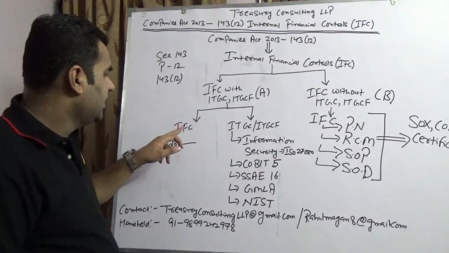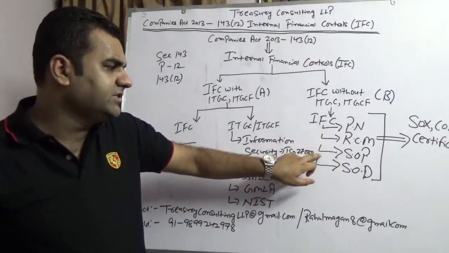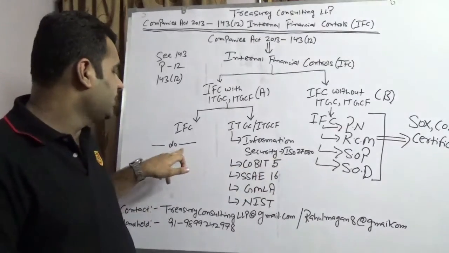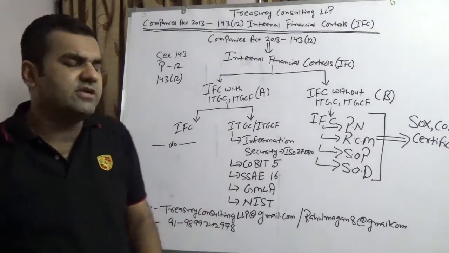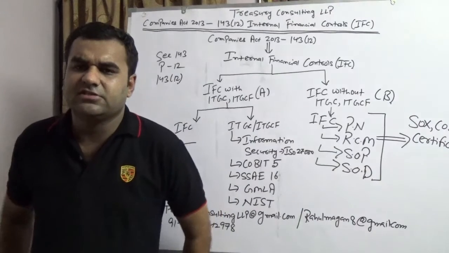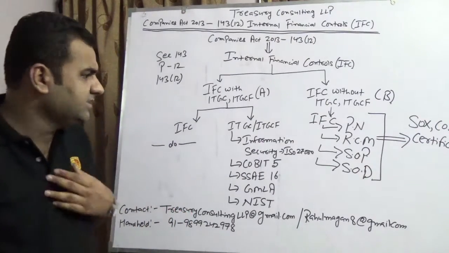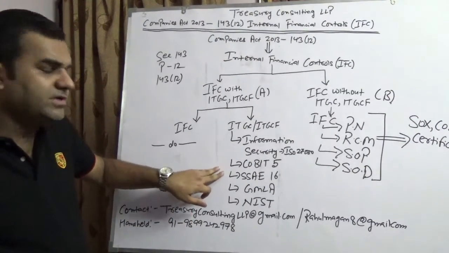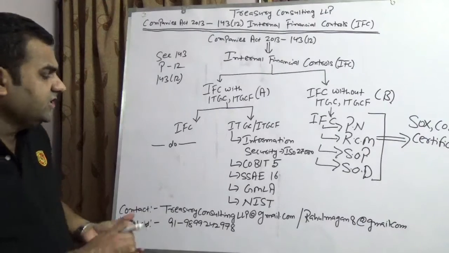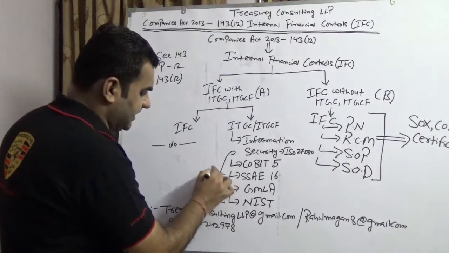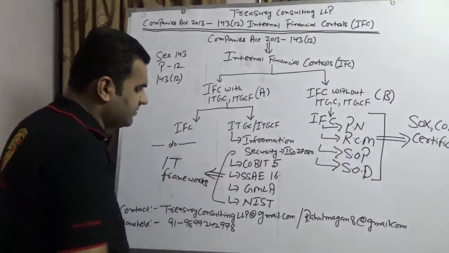Now IFC is nothing but these four: process note, risk control matrix, standard operating procedures, and segregation of duties. We shortly refer to this as the four. And ITGC and ITGCF are divided into four parts: information security, which is the ISO 27000 series, ISO 27001, ISO 27002, etc. Then you have COBIT 5. COBIT stands for Control Objectives for Information and Related Technology. You have SSAE 16, you have GLBA and NIST. These four are information technology frameworks.